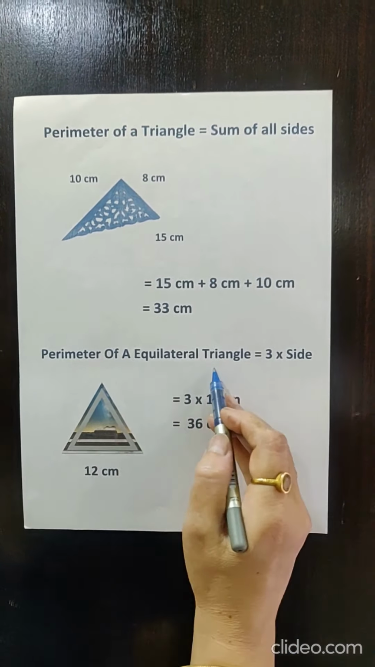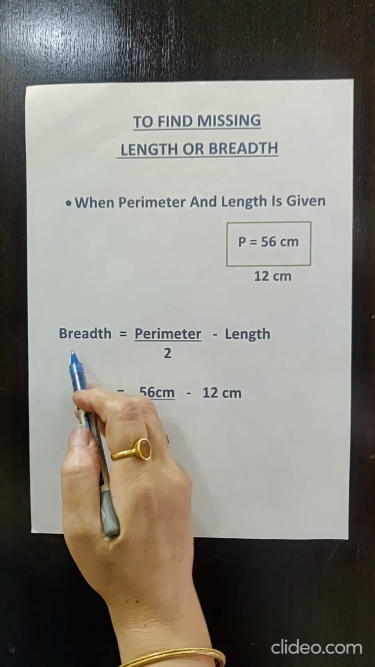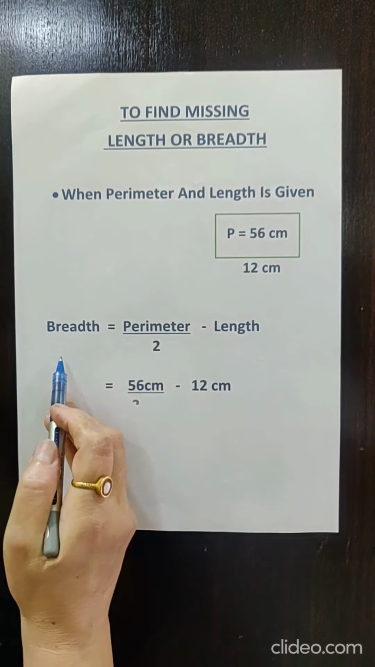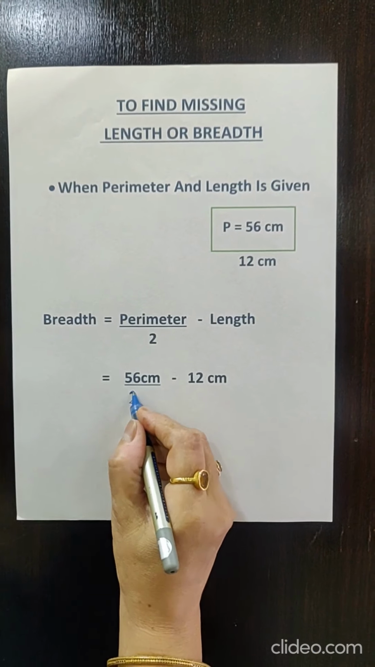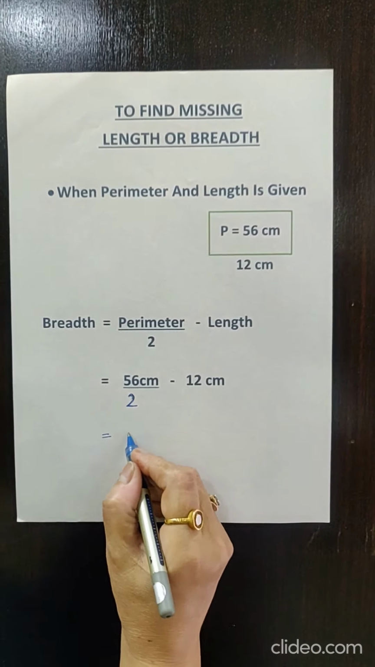Now you have to find a missing length or breadth. When perimeter is given, length is given, and you have to find its breadth, you will use the formula perimeter divided by 2 and you will subtract its length. So 56 is the perimeter, 12 is the length. So 56 divided by 2 is 28 centimeter minus 12 centimeter equals 16 centimeter is the breadth.